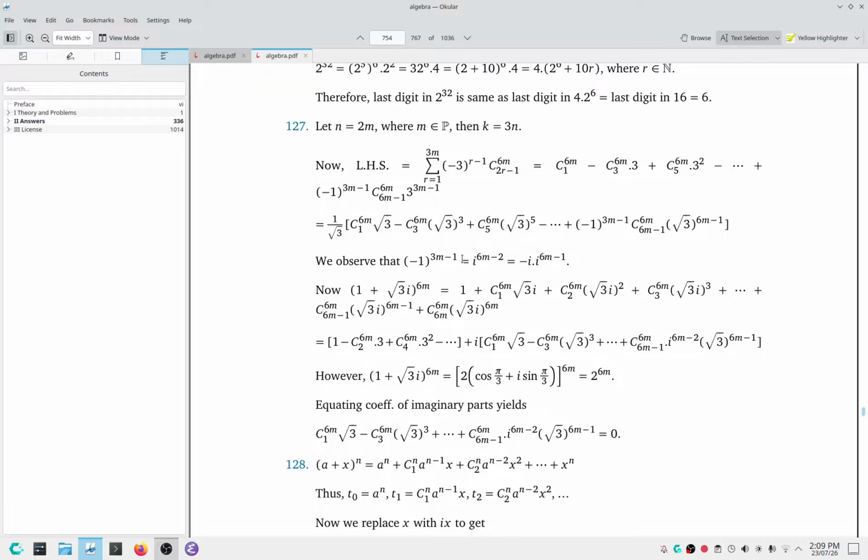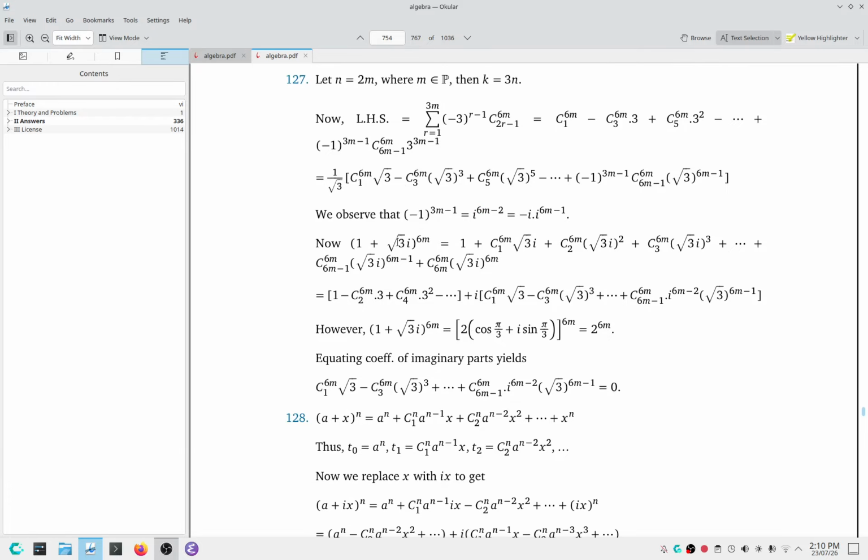so on. We observe that minus 1 to the power 3m minus 1 is equal to i to the power 6m minus 2. We write minus 1 as i square. Now this we can write as minus i into i to the power 6m minus 1. The i is the imaginary number iota. So we see that (1 plus square root of 3 i) to the power 6m is equal to 1 plus 6mC1 root 3 i plus 6mC2 root 3 i square and so on.